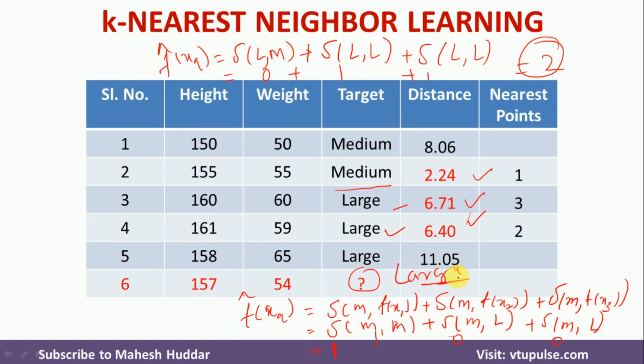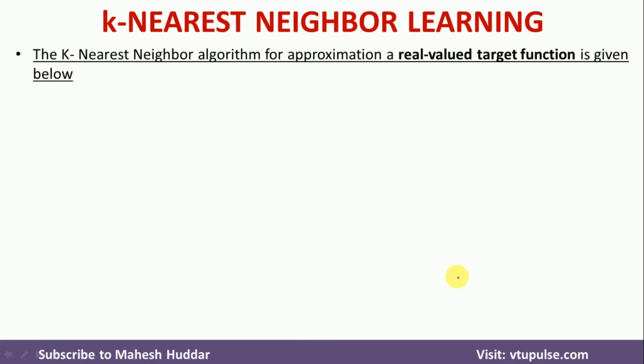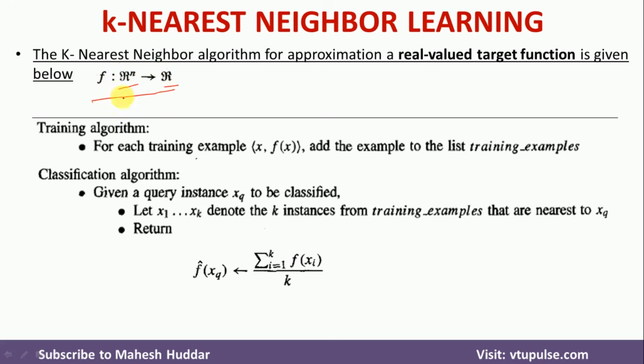So this is how this particular function works. I hope you understood how the k nearest neighbor algorithm works with respect to the discrete valued functions here. Now we'll take the second possibility, that is the real valued target function. The function looks something like this, f of Rn to R, where the attributes are represented in n-dimension space, and the target is also real valued in this case. The algorithm looks something like this.